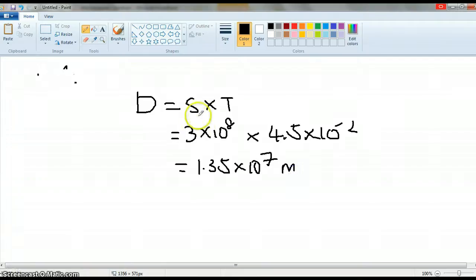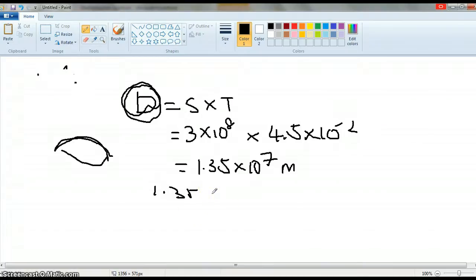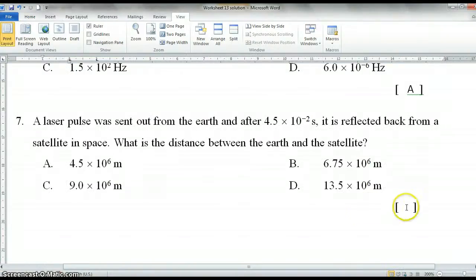Okay, meters. However, we notice that the laser pulse travels twice the distance from Earth to satellite and back again. It travels 2 times the distance. So the distance between Earth and satellite, we must divide this by 2. 1.35 divided by 2, the answer is 6.75 times 10 to the power of 6 meters. Okay, answer B. Okay, let's move on.